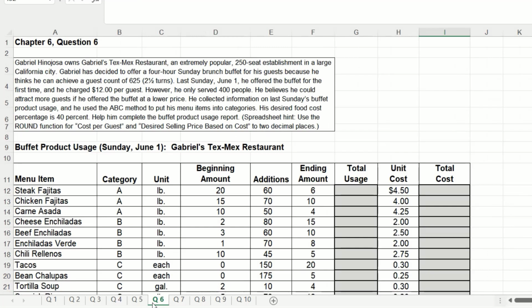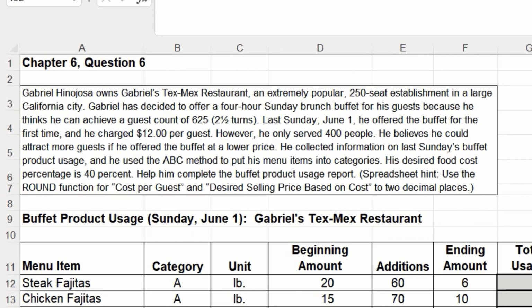All right, let's look here at question number 6. I like this one because it's pretty real life. Gabriel Hinojosa owns Gabriel's Tex-Mex restaurant, an extremely popular 250-seat establishment in a large California city.